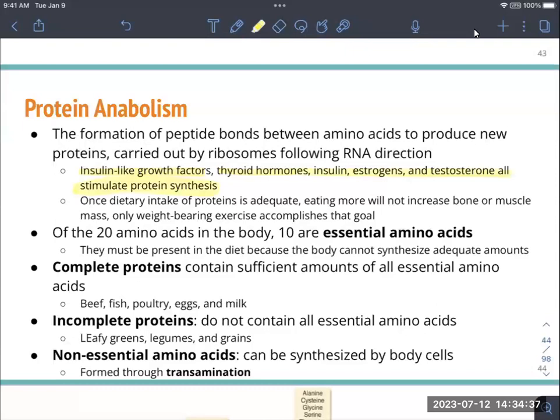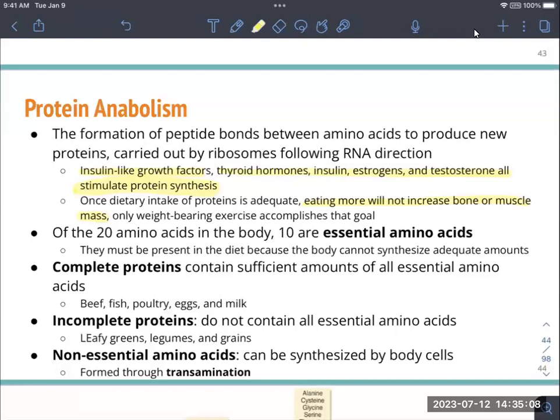Once we have taken in enough dietary proteins, eating more does not increase your bone or muscle mass. Only weight-bearing exercise can increase your bone or muscle mass. This is a common misconception by a lot of people. They think taking in more protein than their body may need will make their muscles bigger. It does not. It gets converted to fats.